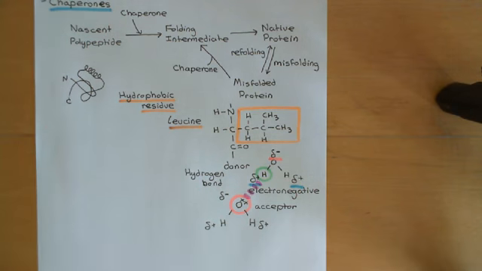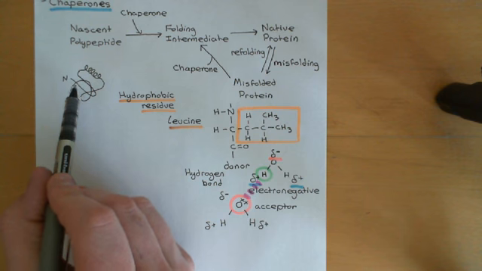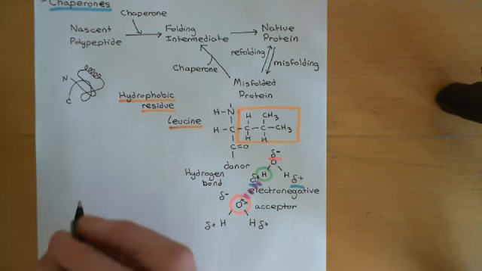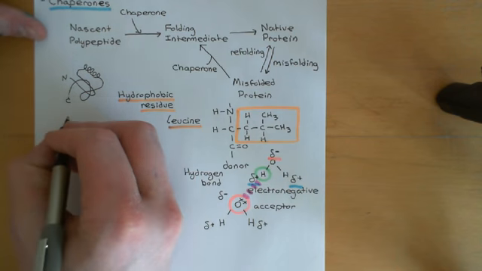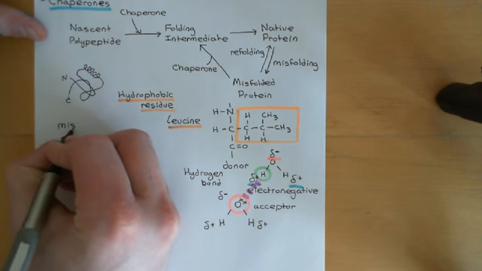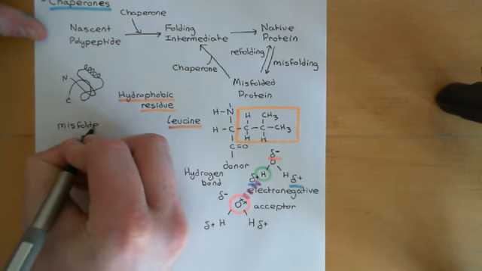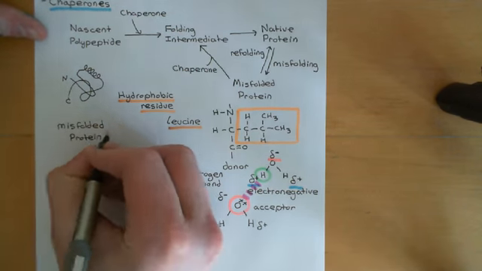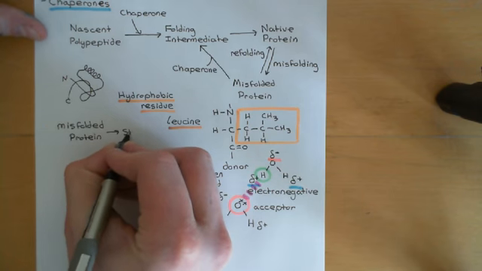Now in misfolded proteins, what tends to happen is you get hydrophobic residues on the surface, and this makes the misfolded protein what's known as "sticky" in quotation marks. So the misfolded protein gets hydrophobic residues on its surface, and this leads to it becoming sticky.